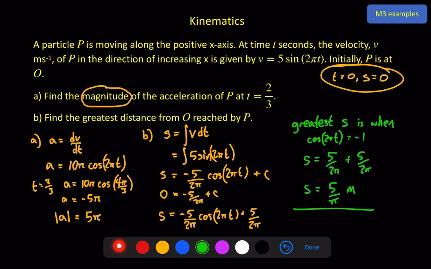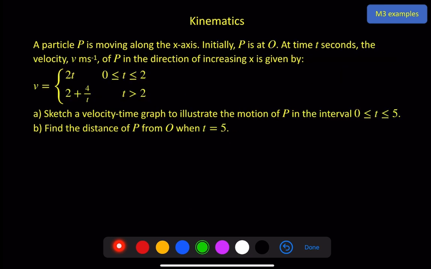Third example. A particle P is moving along the x-axis again. Initially, P is at O. So that's our boundary condition. When t is 0, s is also 0. At time t seconds, the velocity v of P in the direction of increasing x is given by this beast here.